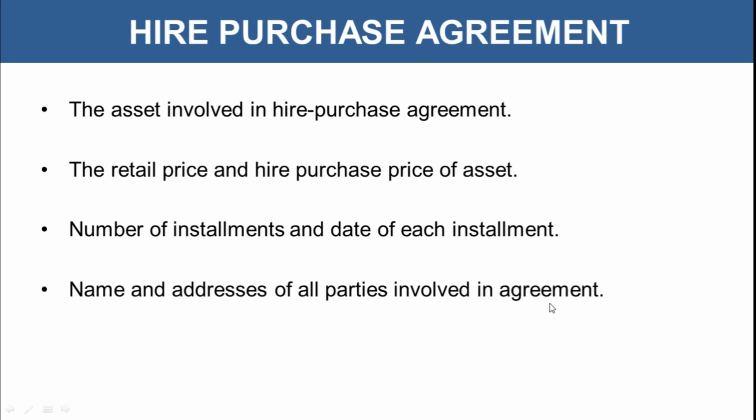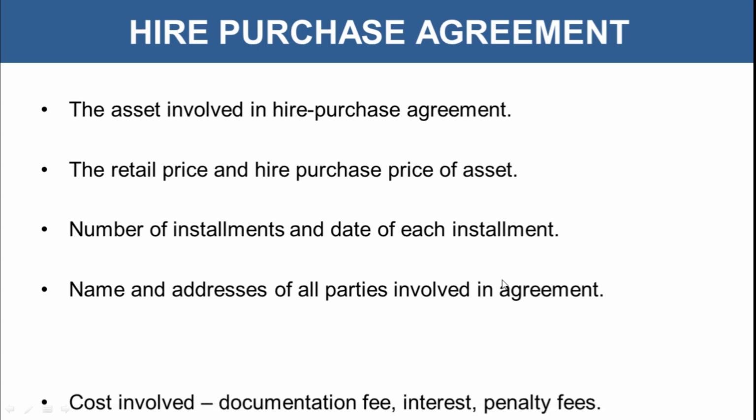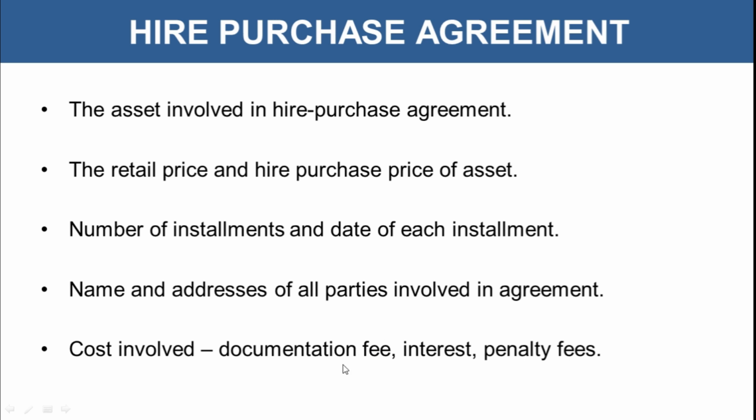Name and address of all parties involved in agreement. So there will be name mentioned of yours as a buyer, your seller, the company, the finance company or the bank involved. So all the parties' details will be mentioned there in the agreement. Cost involved. So there are costs like documentation fee, some interest which will be charged because of the hire purchase system. Then there could be penalty fees if you are making default on payment or you are making late payment. So these all are some costs involved in hire purchase agreement.